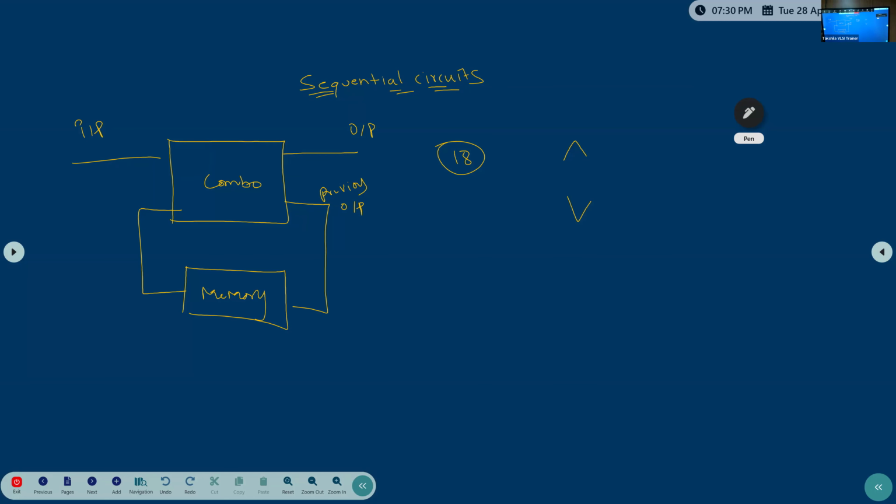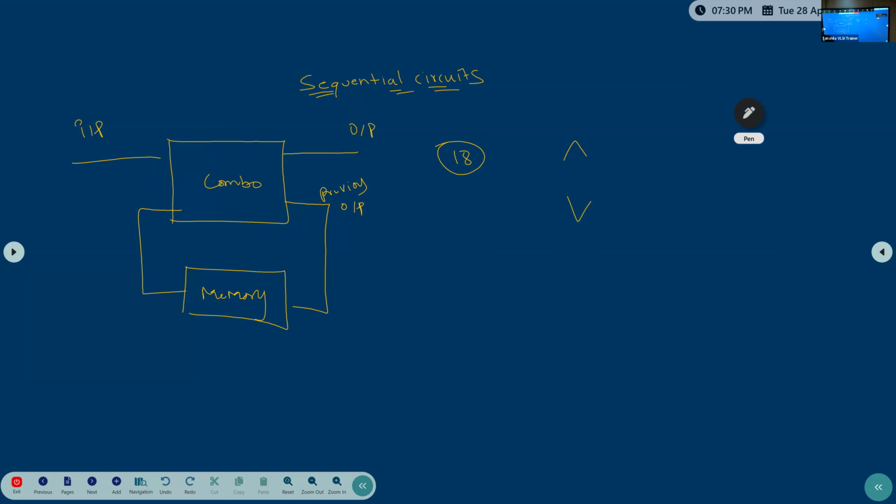Simply, the TV remote is also the same. You press 10, so channel 10 is there. Forward, it will go to 11. Backward, it will go to 9. Yes or no? It is storing that element and operating on the previous output as well as the present input. Both it is taking. It is not ignoring anything.